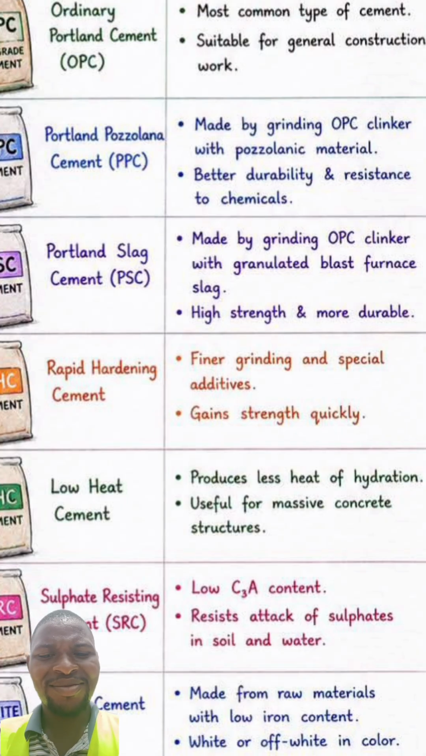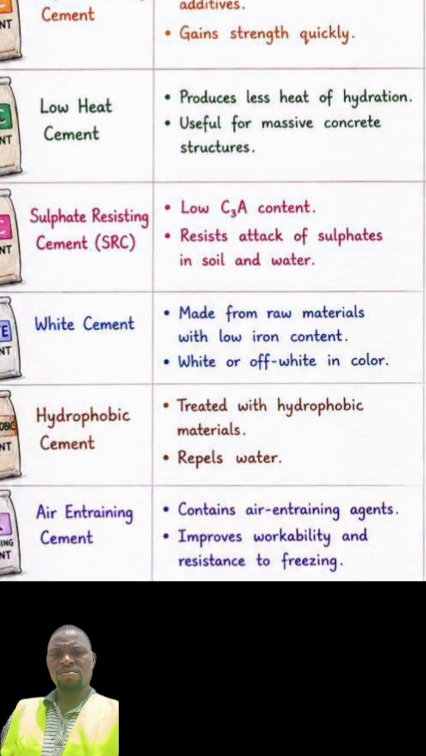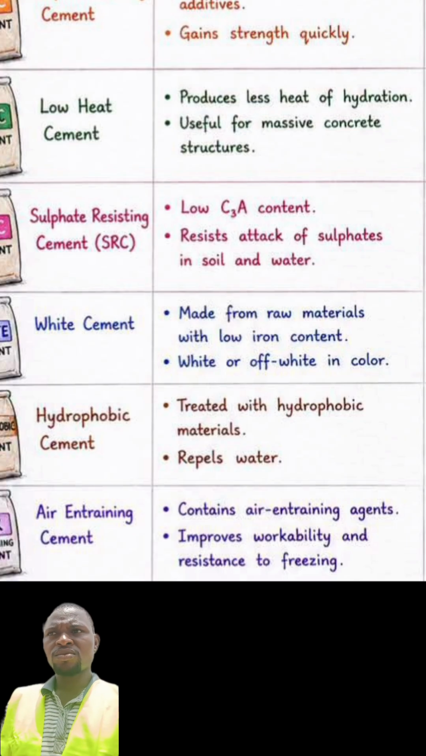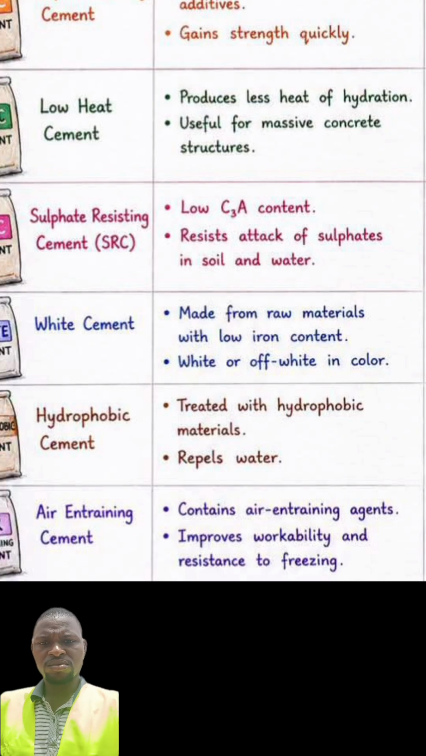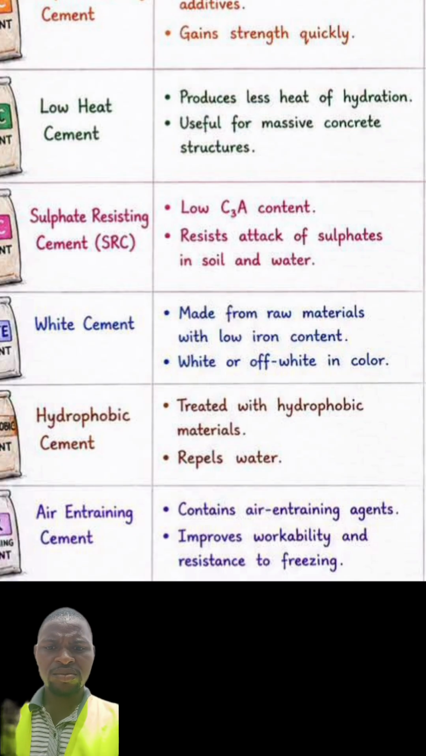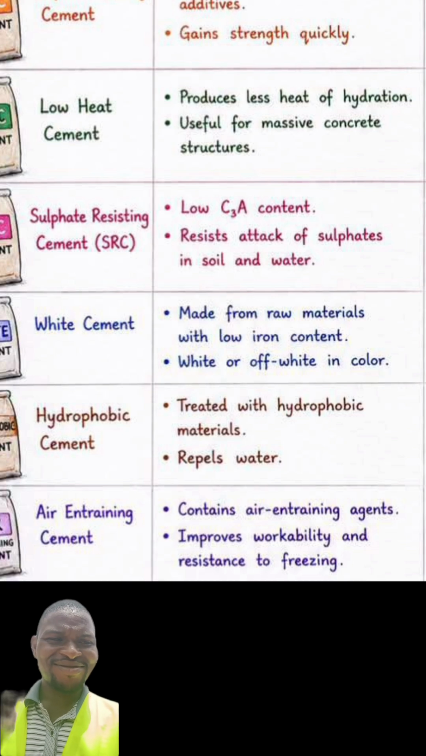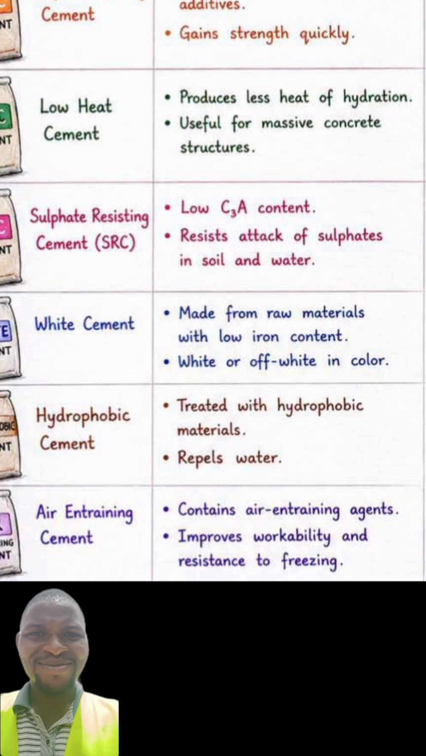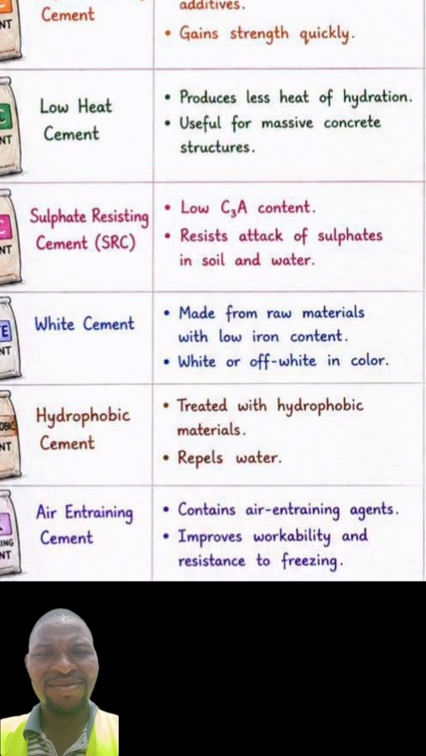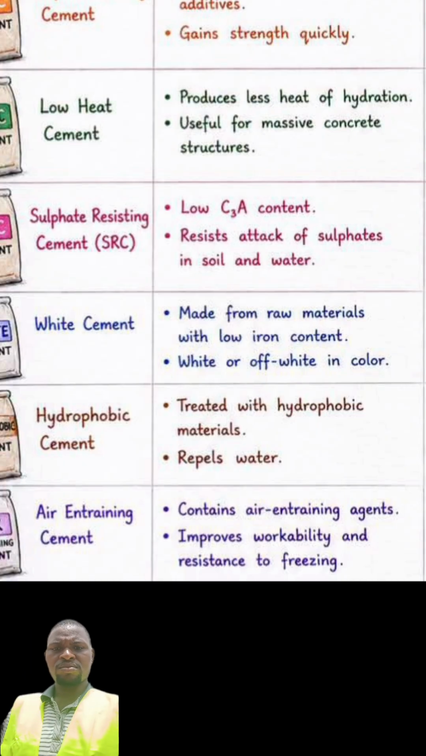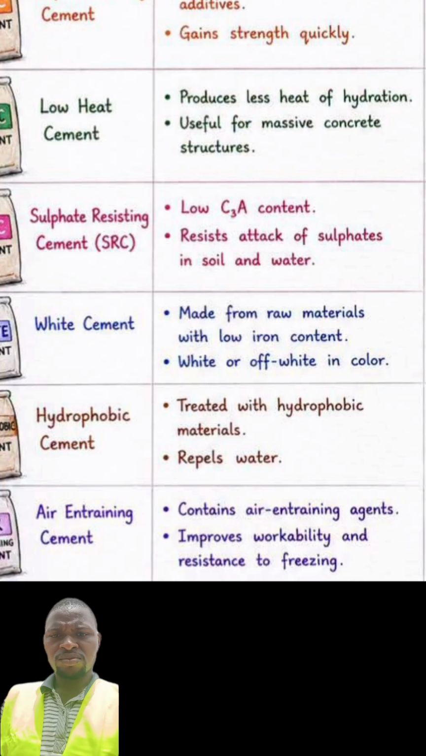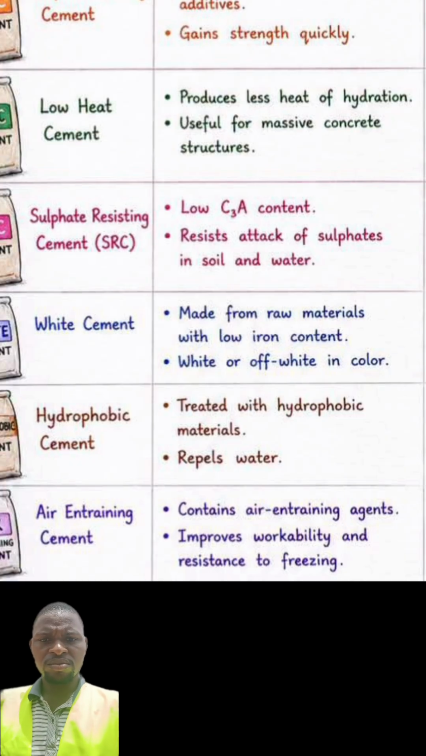Then we have white cement. For the white cement, it is made from raw materials with low iron content. So the material from which the white cement is made has low iron content. Then it is white or off-white in color. So the color of the cement is white, and you also have that which is off-white in color.